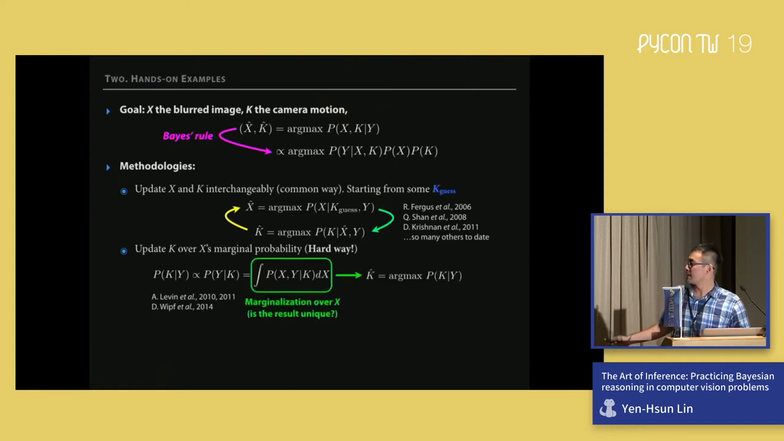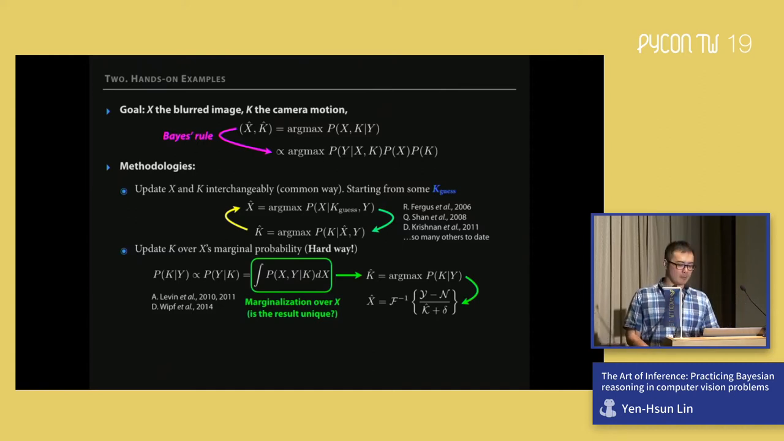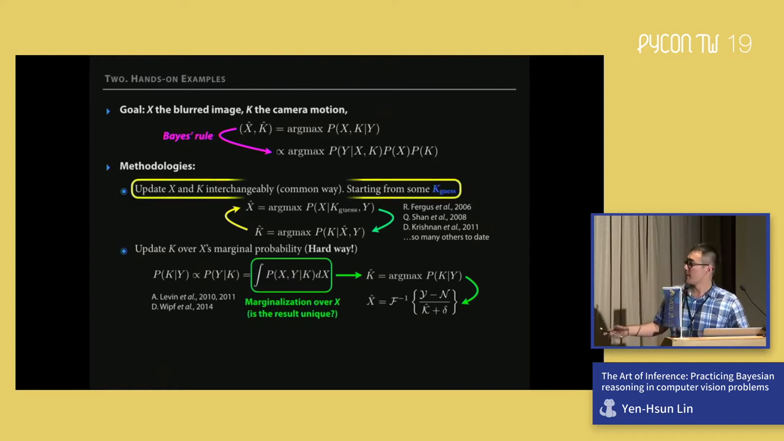In that case, we will have a simple probabilistic model that describes Y and K only. So K can be obtained, and then we use such K to estimate X through non-blind deconvolution. But this one has some trouble. This marginalization may not converge or may be unstable, and it is also hard to do. So in this talk, I will focus on the first way, the common way to do that.